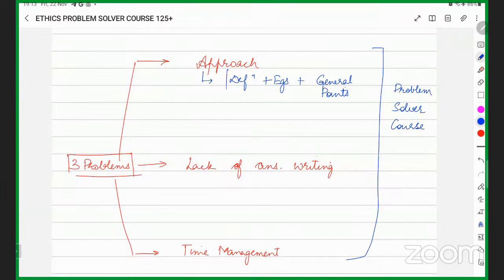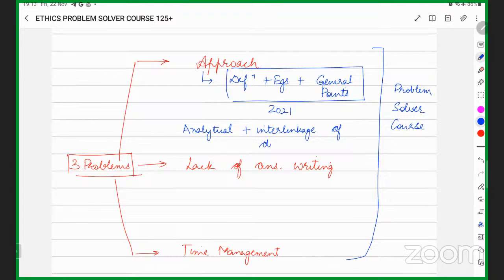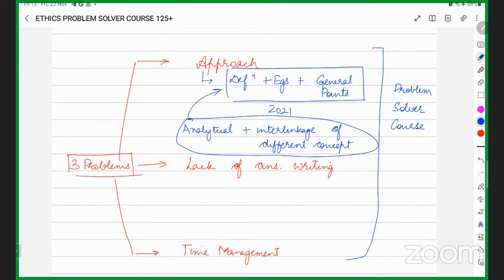In fact, this approach was fruitful till the 2021 mains. But after the 2021 mains, the questions asked in the paper became much more analytical and required interlinkage of different concepts. Addressing these using this approach has become difficult, and this is the reason why some people are not able to score well now.